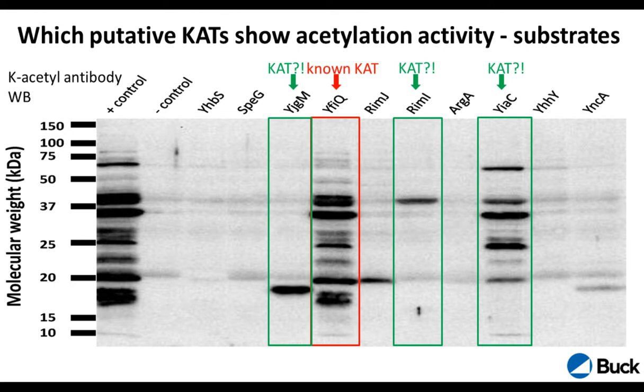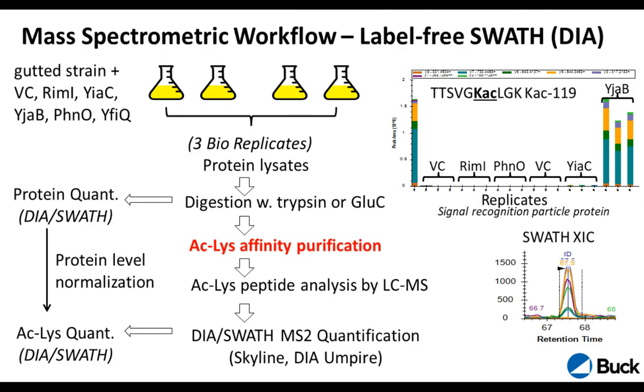Particularly the ones I'm highlighting here, these we selected. Out of the original 22, we now selected 5 acetyltransferase candidates based on the Western blot analysis, and we had what is called VC, the vector control, that didn't have an overexpression of an acetyltransferase. We would digest, and we actually would use different enzymes here, either trypsin or gluC, but in separate experiments, and then use the CST PTMScan antibodies to do the enrichment, and then subject to data-independent acquisition and quantification.